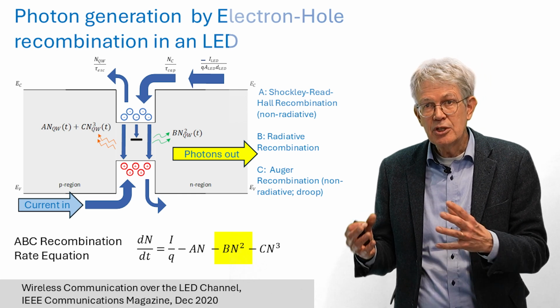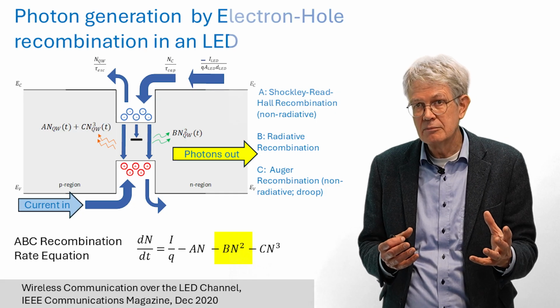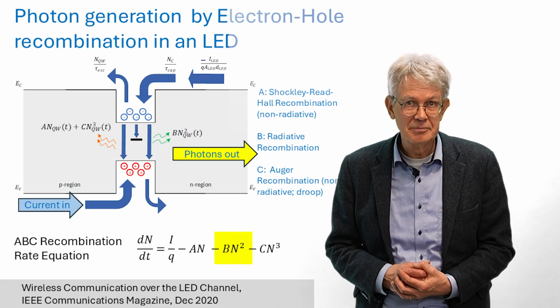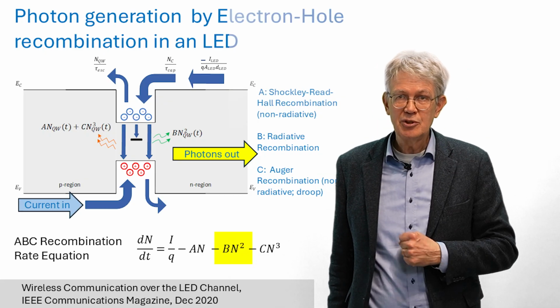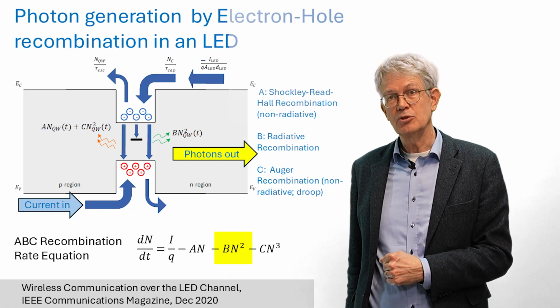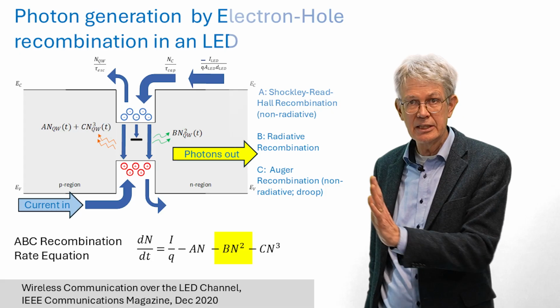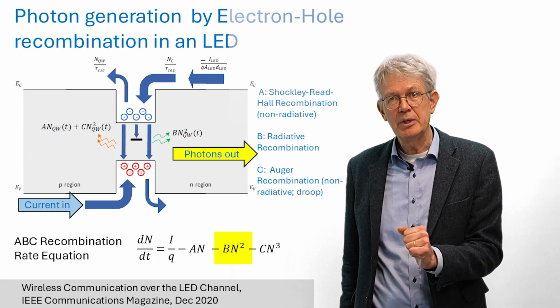But there is also a recombination inside the LED. Holes and electrons recombine, and that is a function of how many holes and electrons there are. So let's write out the full differential equation. The change of the number of holes and electrons, dN/dt, is the current that goes in minus all the recombinations. And there we have an A, B and C term. The A term is the SRH recombination.